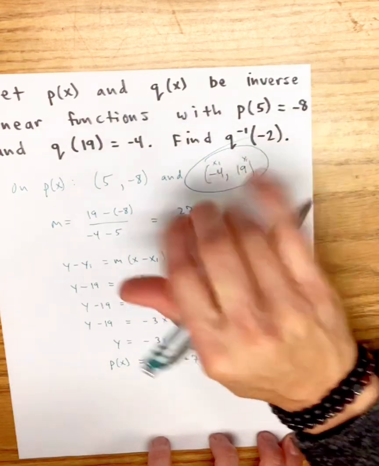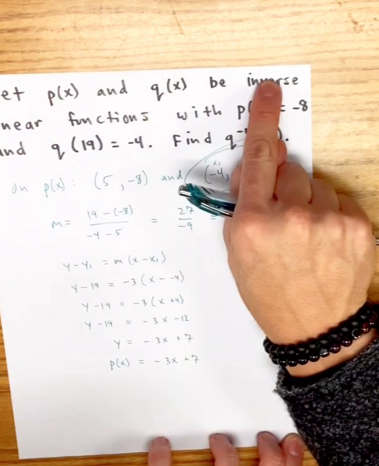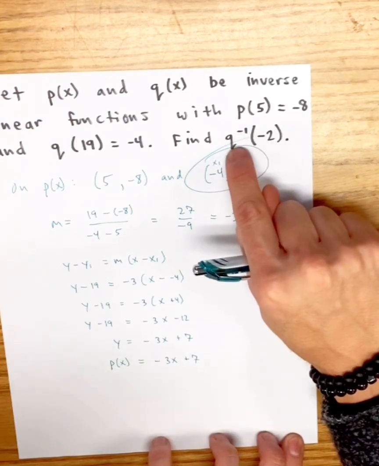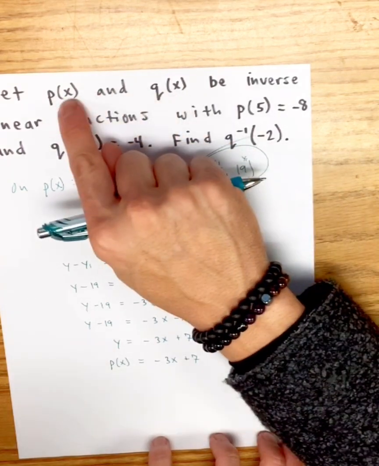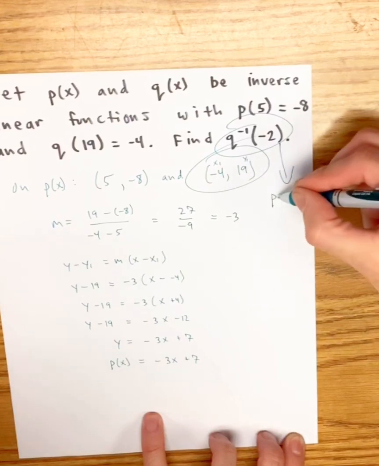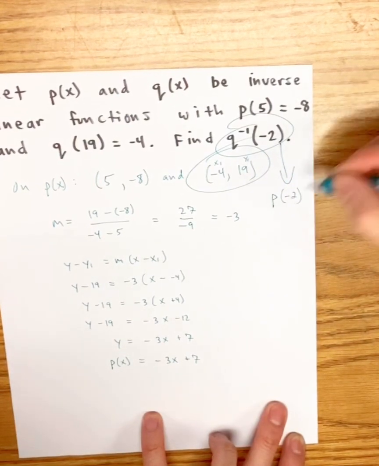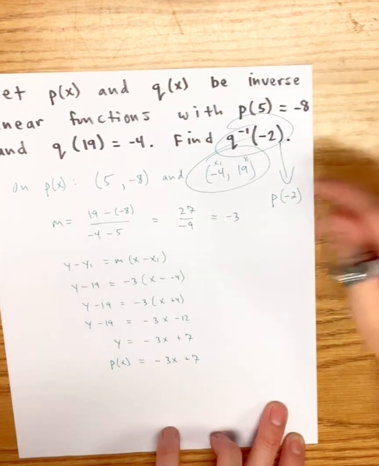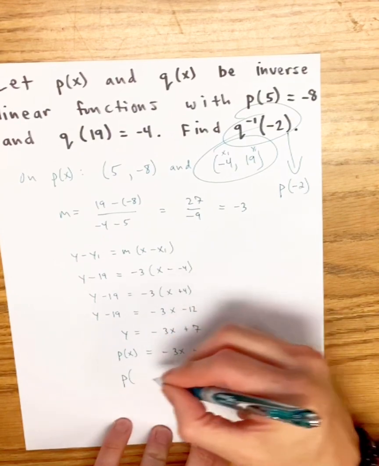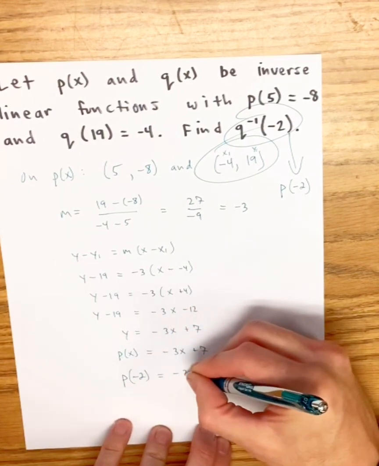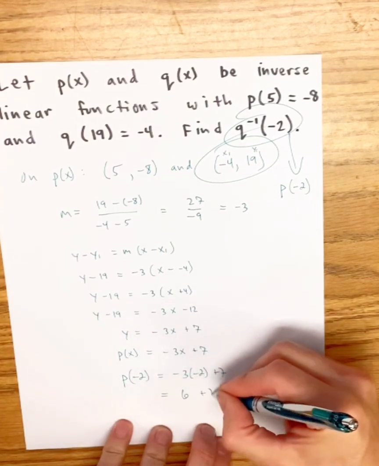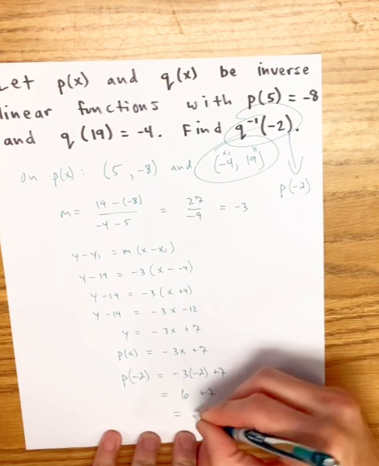But can we agree that P and Q are inverses? So when they say Q inverse, what is the inverse of Q? Well, the inverse of Q is P. So I understand that that's the goal, but Q inverse is the same as P of whatever number. So let's just focus on this because we have P. So the goal is just P of negative 2. And that, of course, gives us the following. So that would be 6 plus 7, which is final answer of 13.